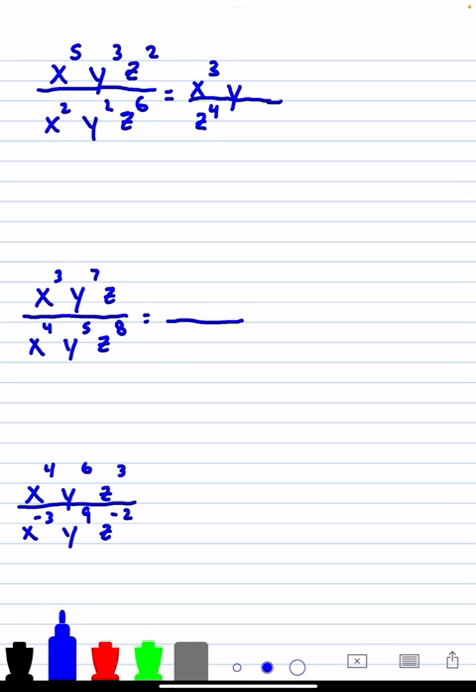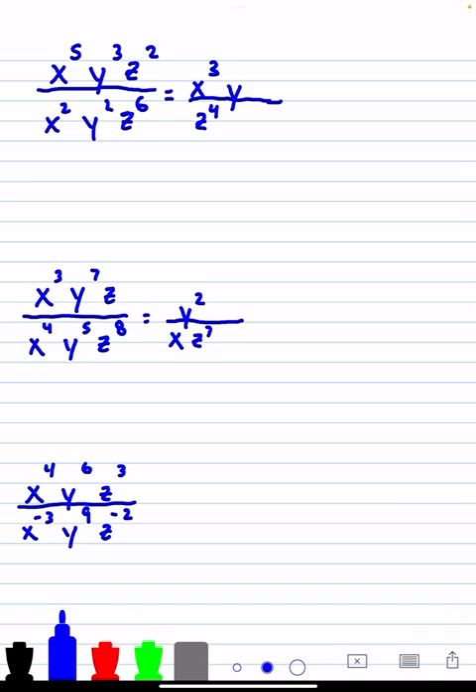X cubed divided by x to the 4th. The difference between these, 4 and 3, is 1, but it's higher in the denominator. So that's x to the 1st power in the denominator. Next we have y to the 7th divided by y to the 5th. The difference between 7 and 5 is 2, but y has the higher degree in the numerator. Then we have z divided by z to the 8th. Remember, we don't see a number, so it's an understood 1. The difference between 8 and 1 is 7, but the z is higher in the denominator.